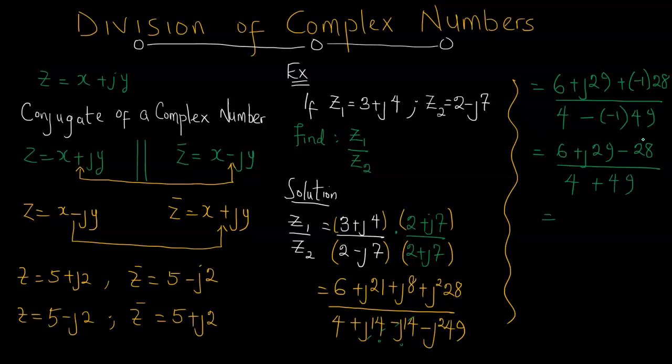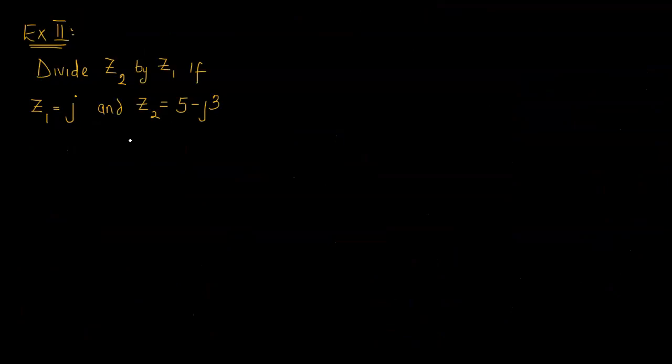6 minus 28, these are real numbers. 6 minus 28 is a negative 22. Then plus j29 divided by 4 plus 49 is 53. So we can see that z1 over z2 is equal to, I can just write this as 1 over 53, then negative 22 plus j29.